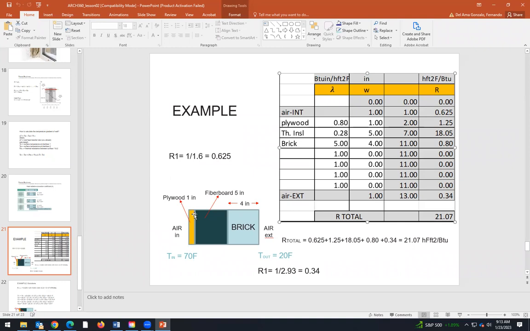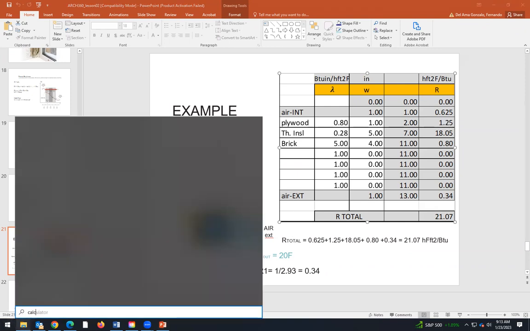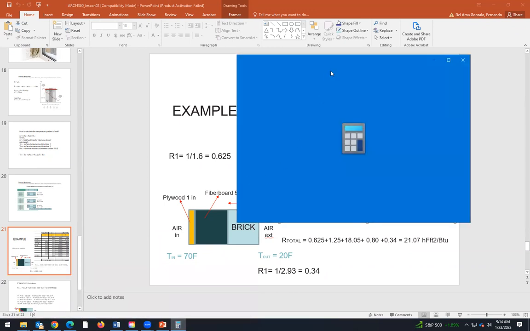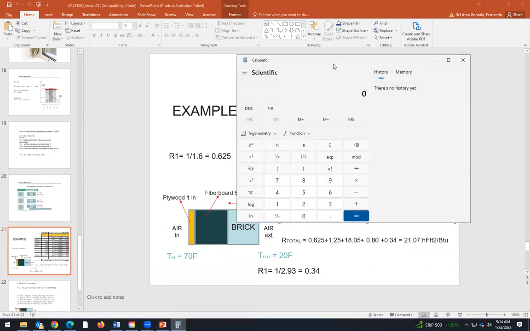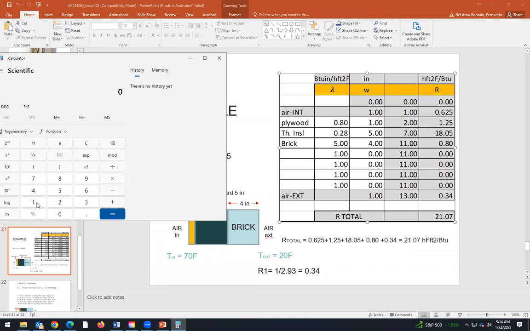Then the second material is the plywood. So the plywood is 1 inch, and the thermal conductivity of plywood is 0.8. I'll explain where I take this from. And this value, 1.25, is 1 inch divided by 0.8. So this is 1.25. Okay, so that's the thermal resistance.